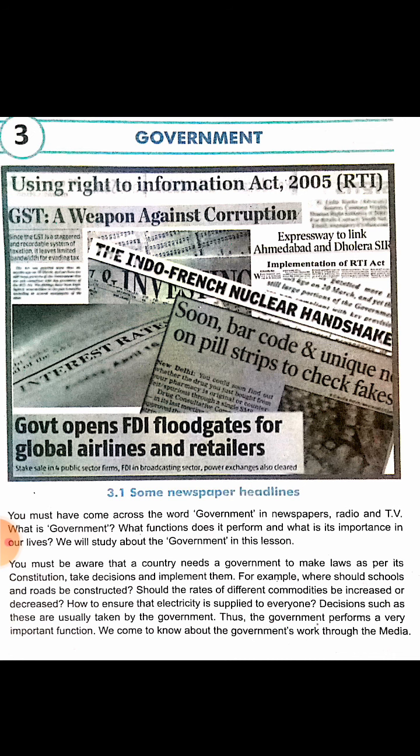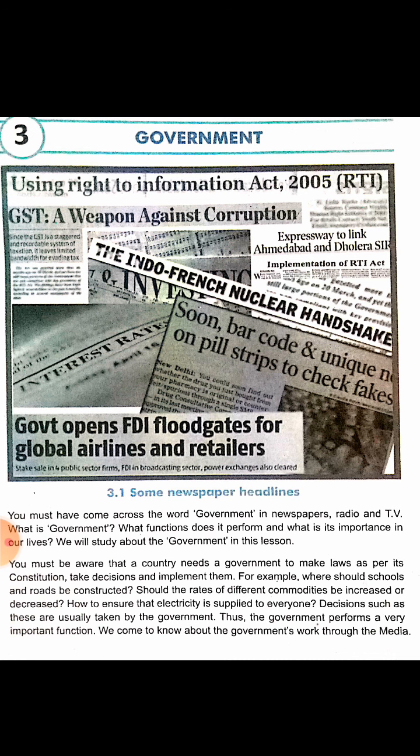For example, where should schools and roads be constructed? Should the rates of different commodities be increased or decreased? How to ensure that electricity is supplied to everyone? Decisions such as these are usually taken by the government. Thus, the government performs a very important function.